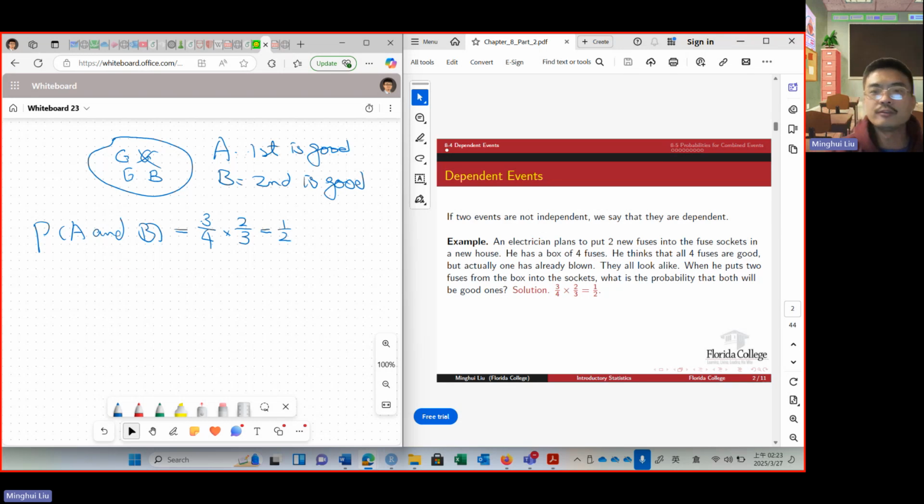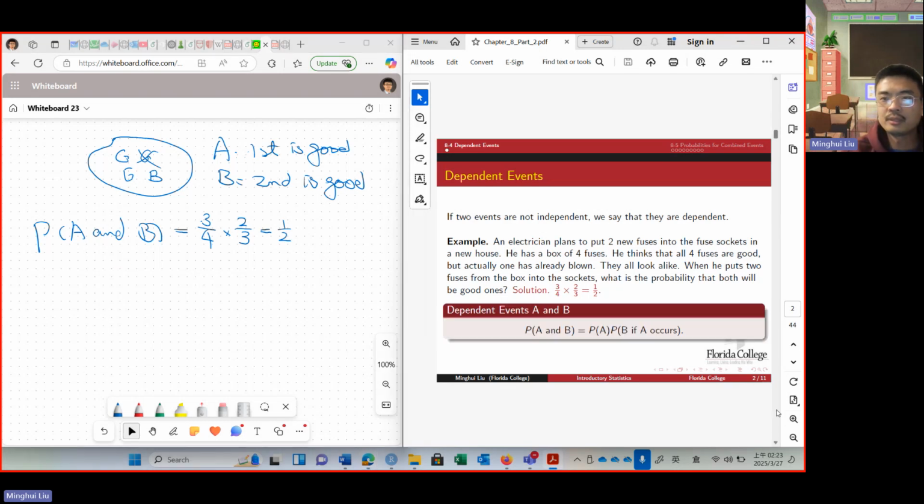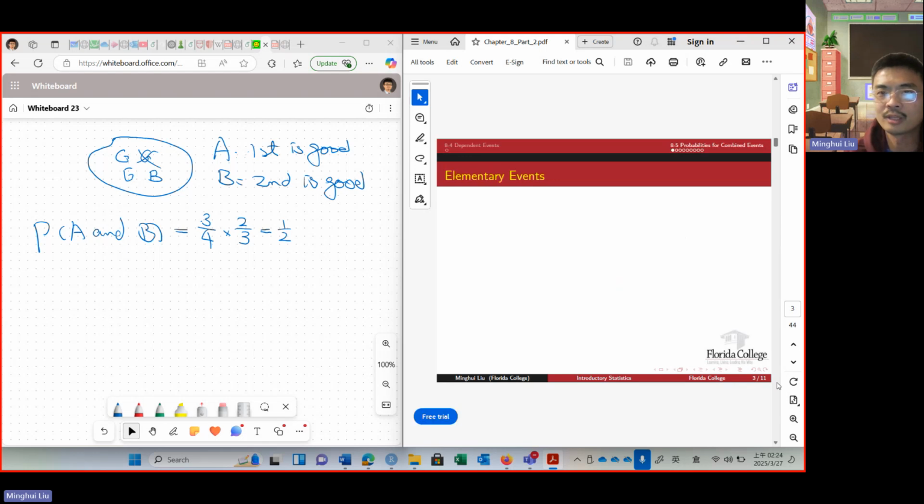This actually gives you a general rule, namely the probability of A and B, assuming that A and B are dependent, is calculated by P of A times a second term, which is P of B given that A occurs. You see here, the first term, 3/4, is P of A, the first one being good. And then P of B, the second one being good, assuming that A occurs, assuming they already took a good one out from the box, the second one also being good is 2/3. So that's how we calculate the probability of dependent events A and B.